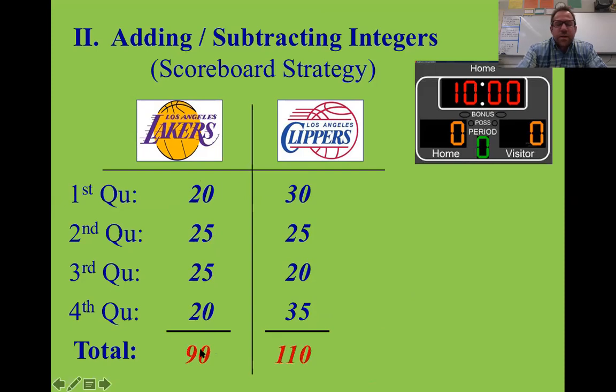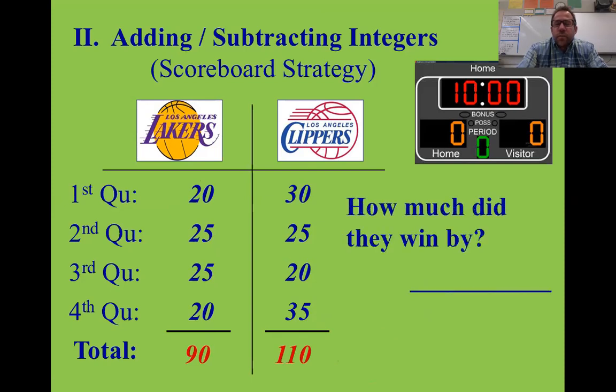So we've got 90, and the Clippers scored 110. Okay, so here's a real tough question for you. Who won the game? Well, obviously the Clippers won. Now, how much did they win by? To figure that out, you would take these two numbers and subtract, and you can see that they won by 20 points.